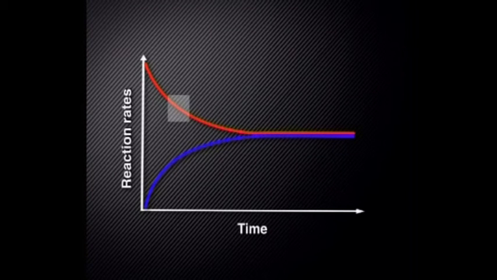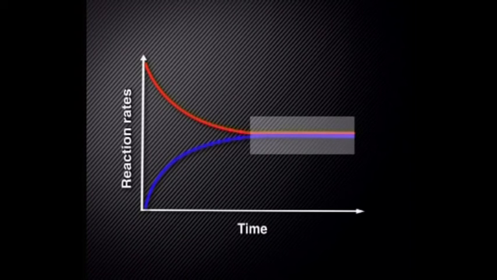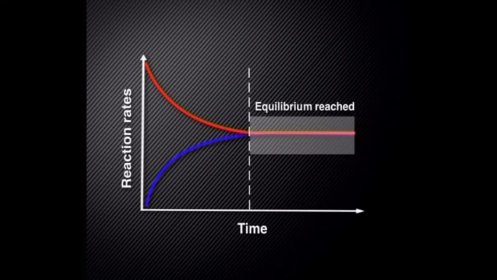But as the reactants form products, the rate slows down. At the same time, the reverse reaction starts from no reaction rate and increases. When the rate of the forward reaction and the rate of the reverse reaction are equal, chemical equilibrium is established.